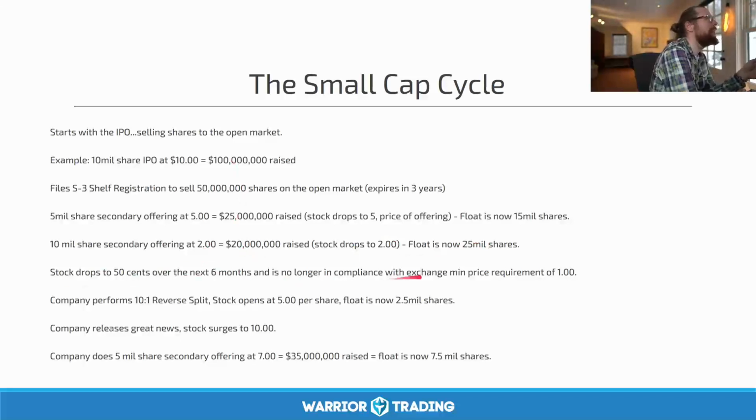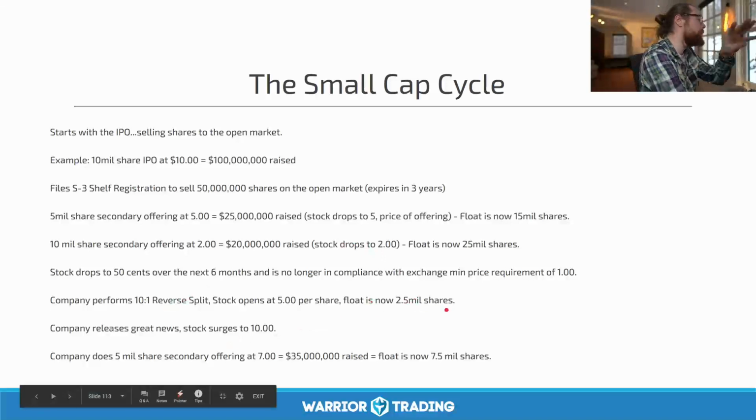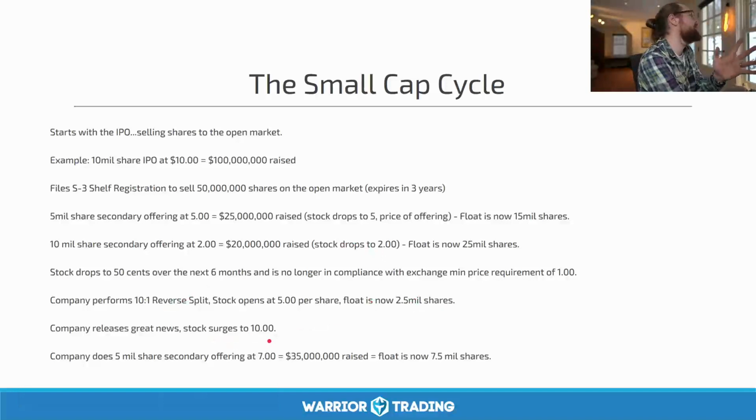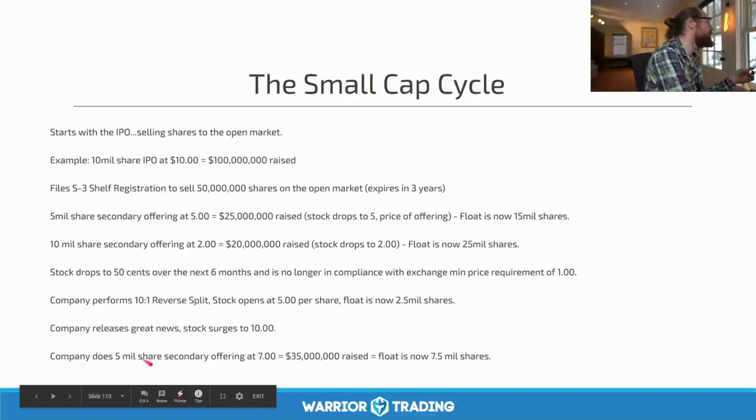It's no longer in compliance with the exchange minimum price of $1. The company performs a 10-to-1 reverse split. The stock opens at $5. The float's now 2.5 million shares, right? It's a tenth of what it was prior to the split. The company releases great news, and now with a low float and good news, the stock spikes to $10 a share. The company does another 5 million share secondary offering at $7, and this is in accordance with the S3, which is still valid. They raise another $35 million, and the float now goes up to 7.5 million.